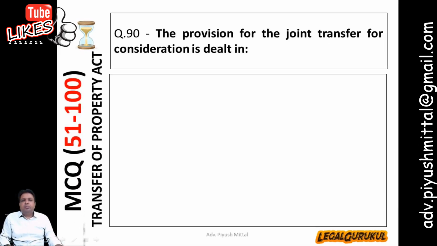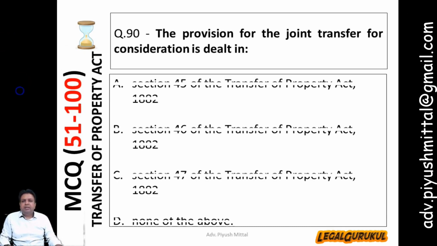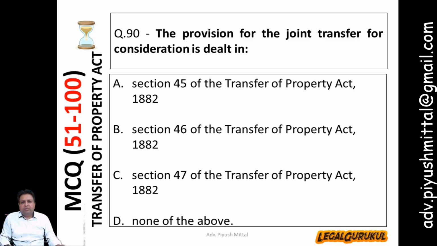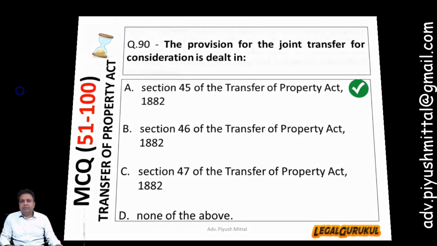Question number 90. The provision for the joint transfer for consideration is dealt in A. Section 45 of the TPA, B. Section 46 of the TPA, C. Section 47 of the TPA, D. None of the above. And the correct answer is option A. Section 45 of the Transfer of Property Act.